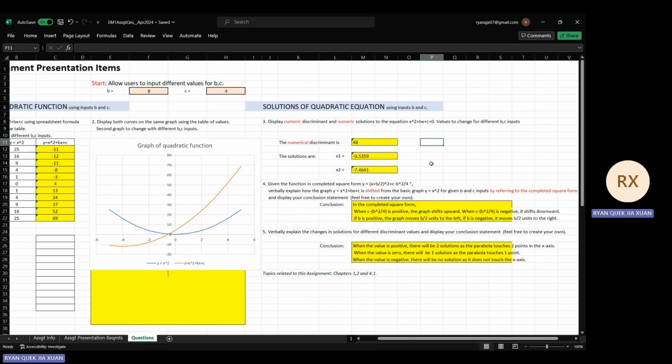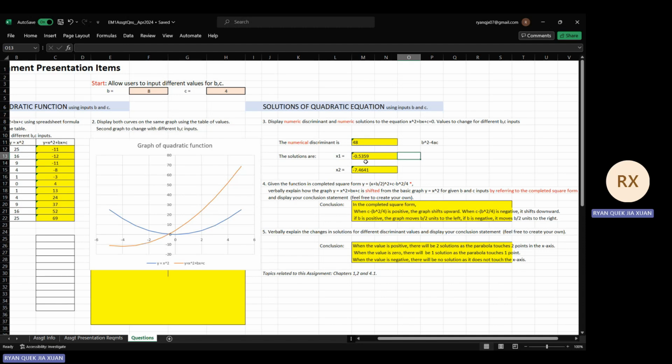For question 3, in order to find the numerical discriminant, we use the formula of b squared minus 4ac. And right here in our formula, you'll notice that F4 is referring to B, 1 is referring to A, and H4 is referring to our C.